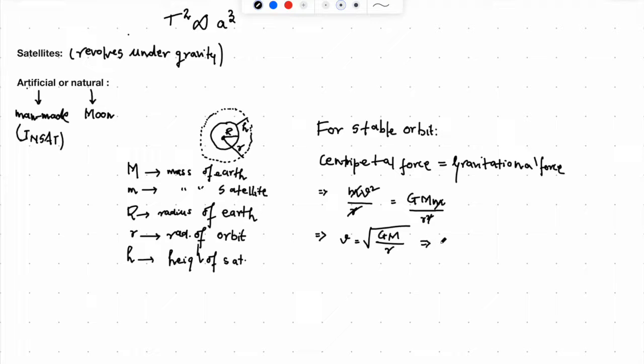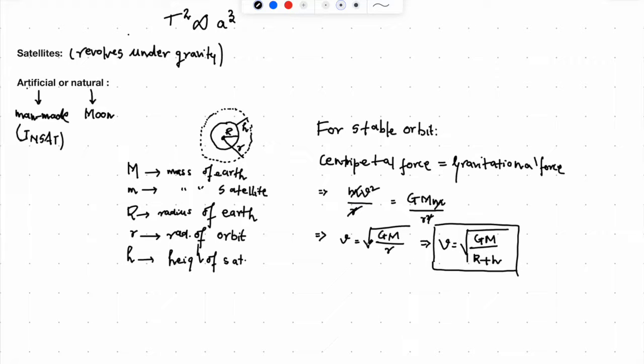Or if we want to write it in more detail, we can write v is equal to root over GM divided by, and our small r is the total distance, so it will be capital R plus h. So you might have some numerical question where the radius of the earth is given, or the height of the satellite is given, and based on this information you can find the velocity of the satellite. So this relation will help me find the velocity of the satellite.